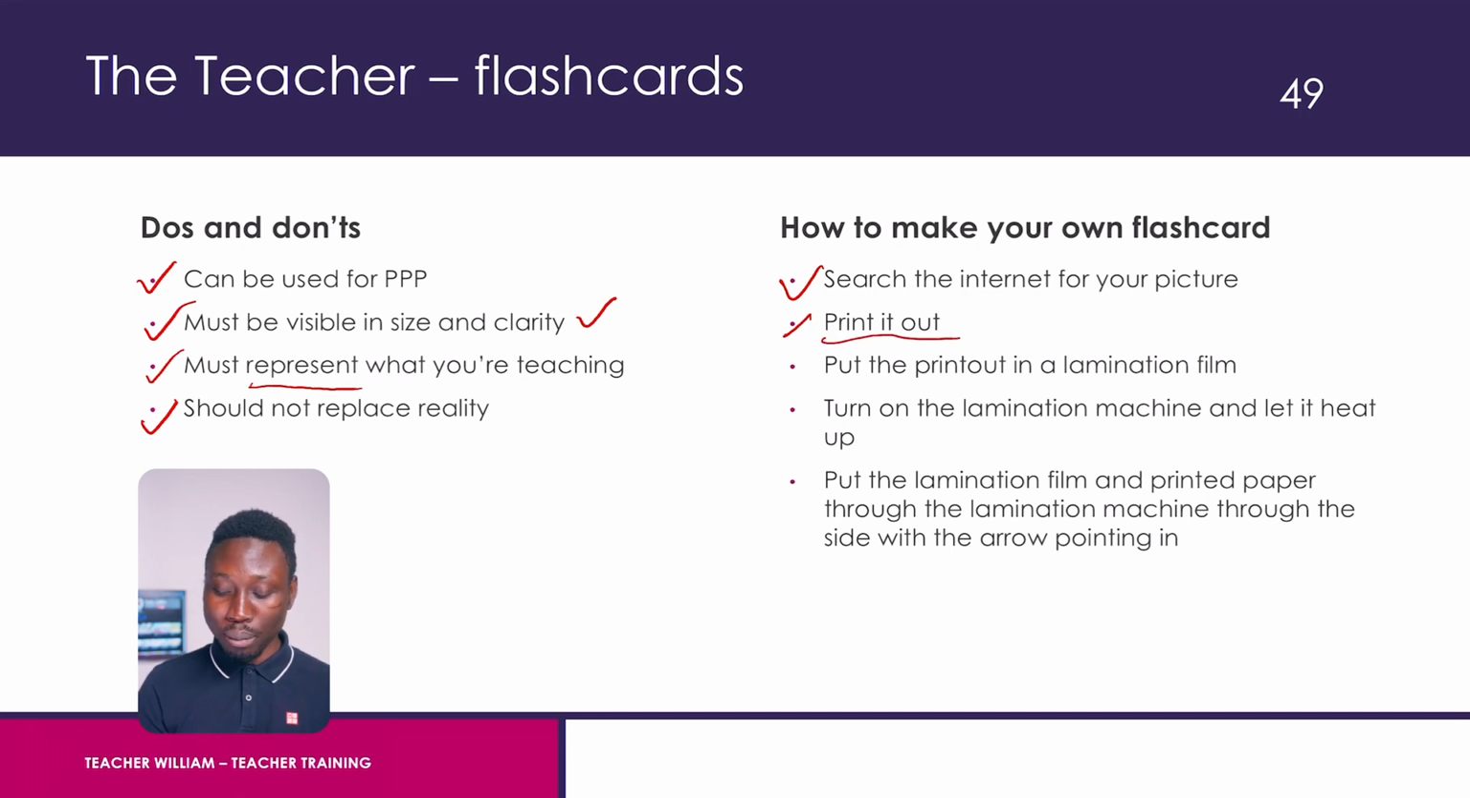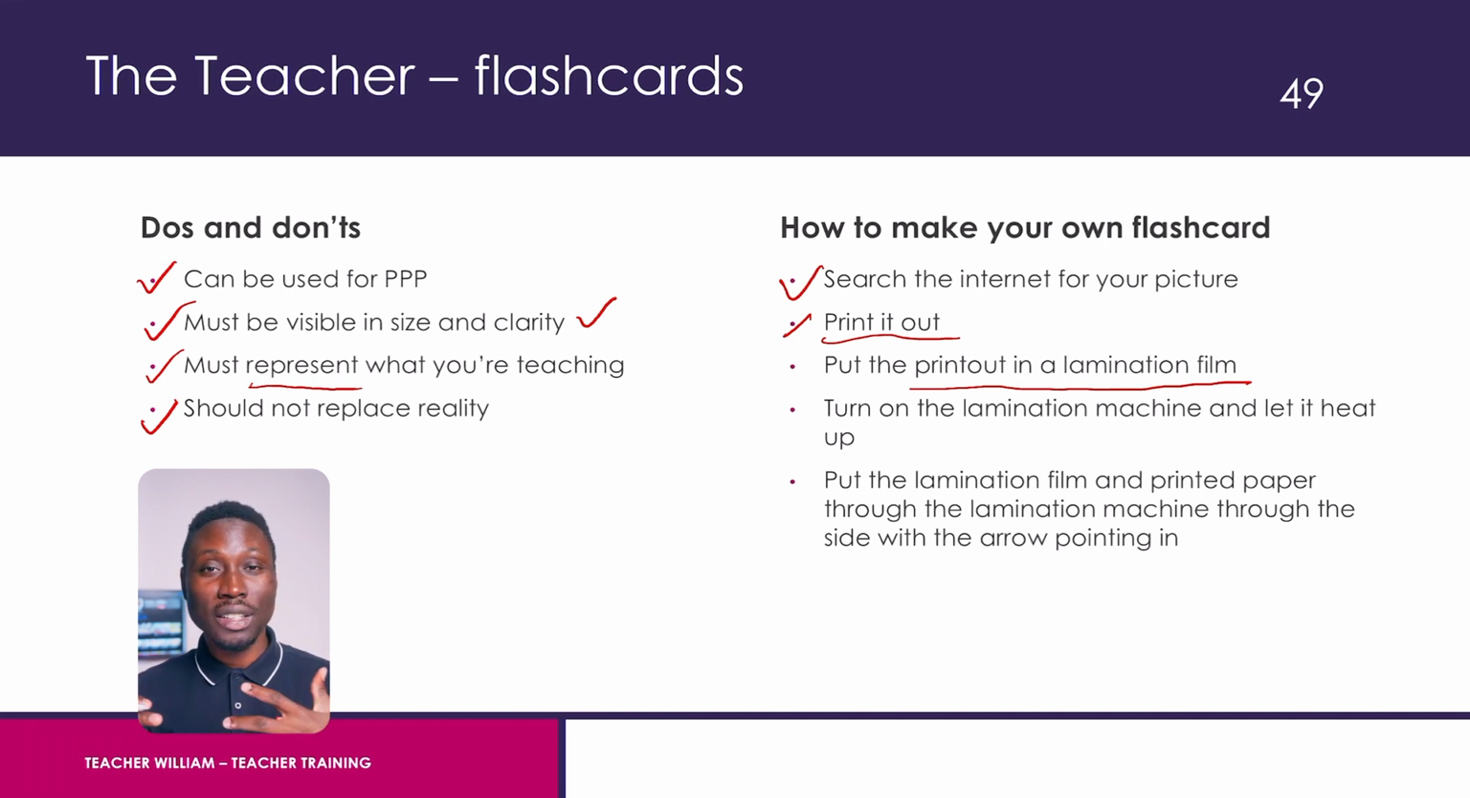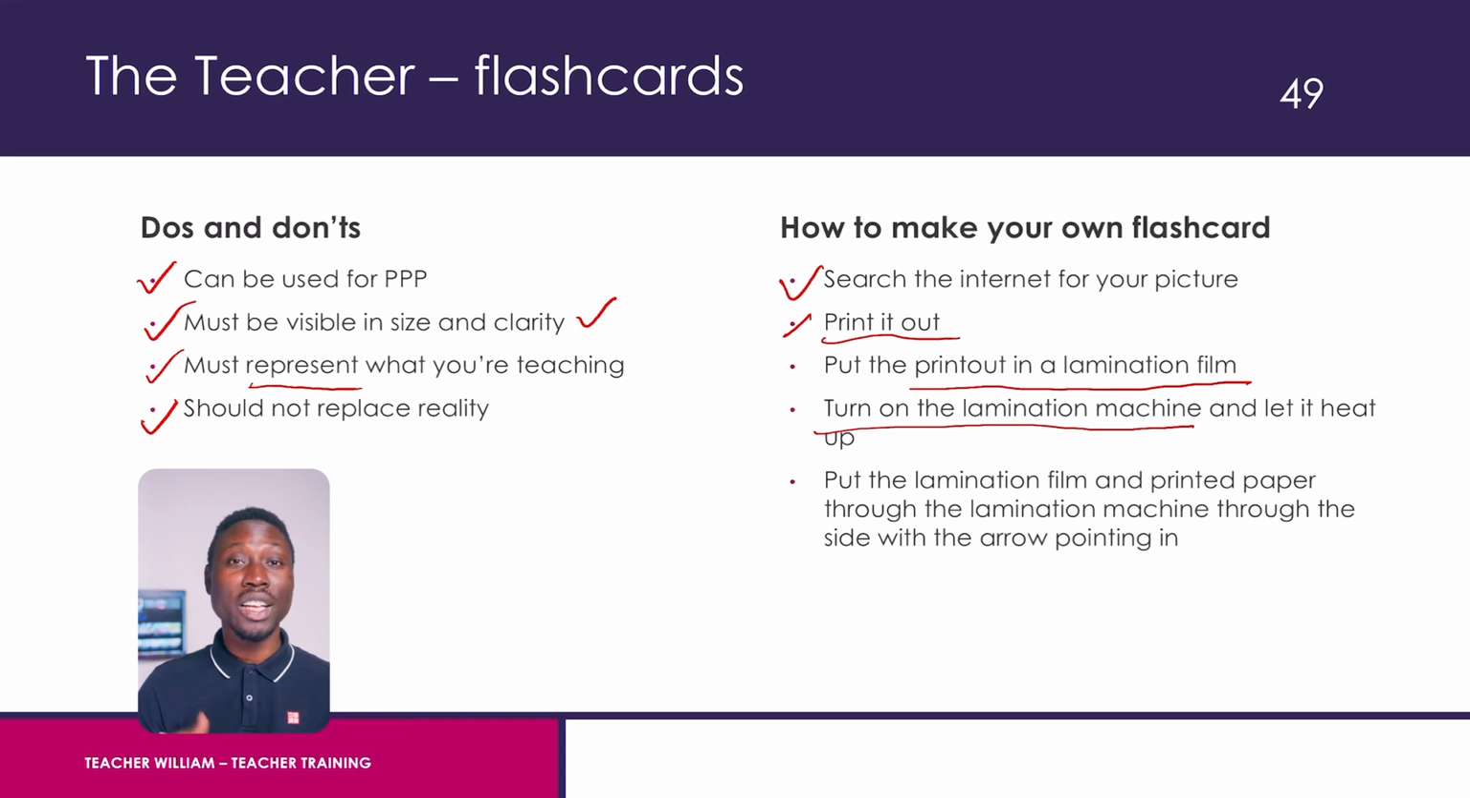You need to put the printout in a lamination film because students can't really do anything with the paper unless you want to mess it up and make another one another time. You need to laminate it, and for that you need a lamination film. You just ask your school, they probably have some. Put the paper in between the film. You need to turn on the lamination machine and let it heat up. It takes a while, maybe 3 to 5 minutes, until it heats up and the green light turns on.